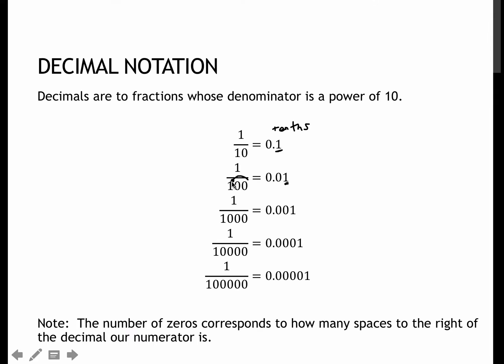I want you to note that this has two zeros, and notice that our numerator is 2 places away from the decimal. This one has 3 zeros, 1/1000th, and our numerator of 1 is 1, 2, 3 places to the right of the decimal, etc. So you can notice the pattern there.